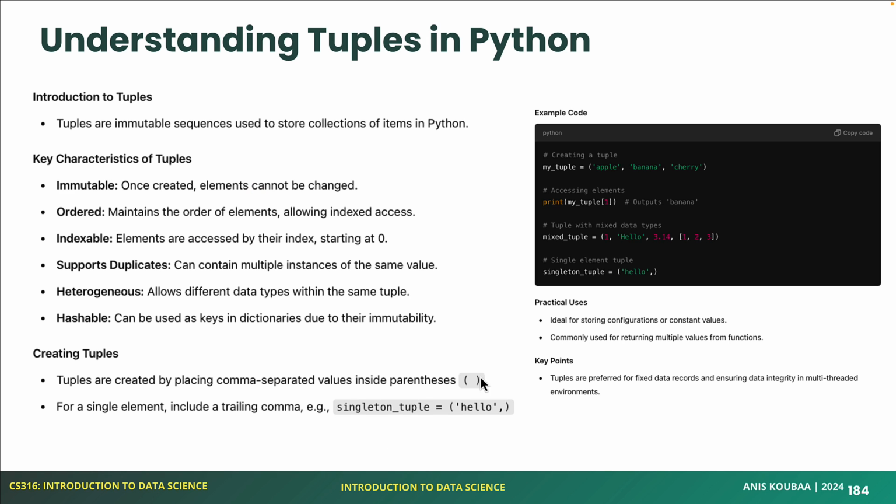Tuples are created by using comma-separated values inside parentheses. This is the difference from the list. And we can use an index to access a certain element, for example, the second element. We can have mixed tuples. And we can also create a single-element tuple, which we call a singleton.